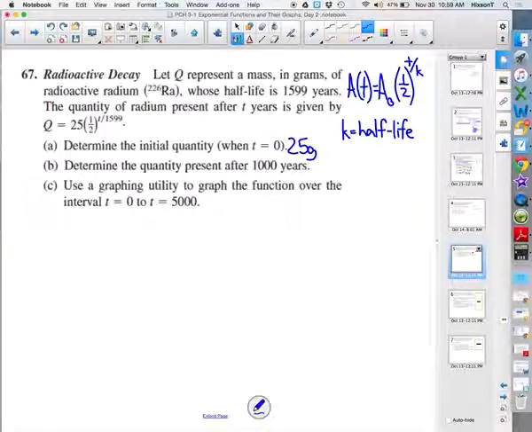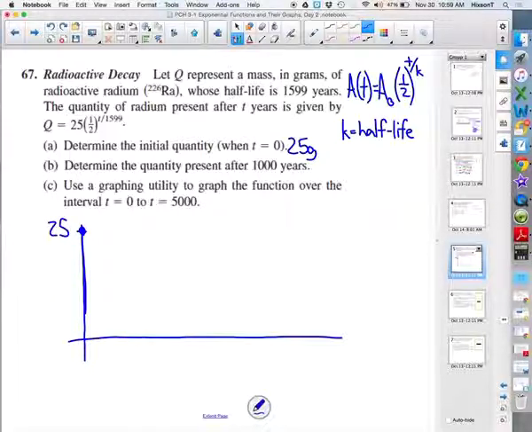Now for part B, I want you to think. Let's actually think about a little graph of this. We're not going to do part C with a graphing calculator, we're just going to kind of approximate it here. We just said at time 0 we have 25. We want to find at 1,000 how much is left. Let me ask you something though. Half of 25 would be 12.5. When is that going to happen?